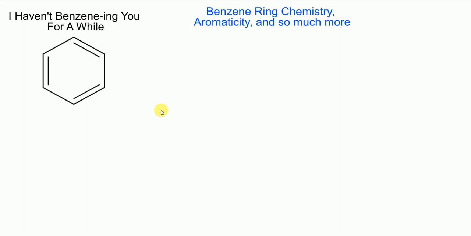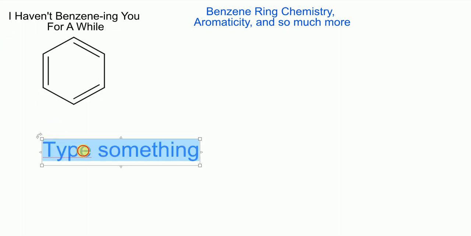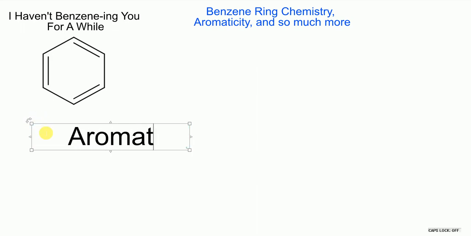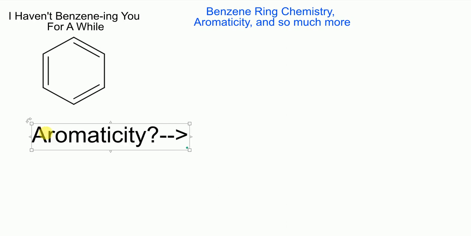So we keep hearing this word, and the word is aromaticity. So what exactly is aromaticity? Well, let's try to define it. Aromaticity essentially is a special type of stability that is given to molecules that have a certain subset of features. And they have to have these features in order to be considered aromatic.